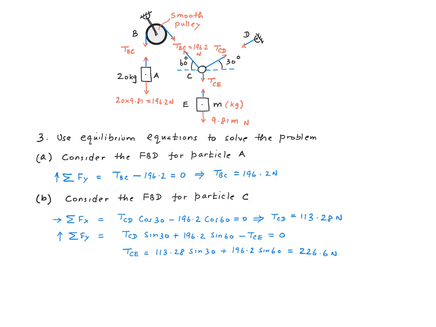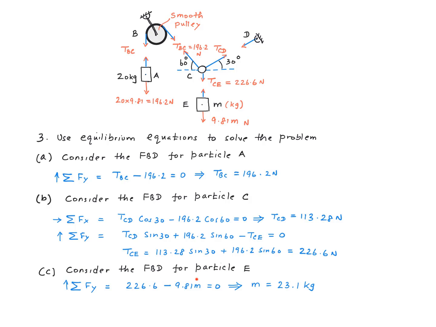Let's go ahead and find the mass little m. To achieve this, I consider the free body diagram for particle E. Here's my equilibrium equation in the vertical direction for the free body diagram at point E, and that allows me to calculate a value for little m. Little m is calculated to be 23.1 kilograms. To answer the questions in this problem, you didn't have to use the free body diagram for the pulley B.